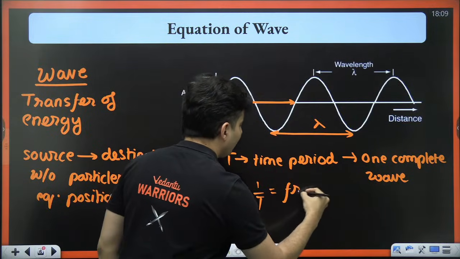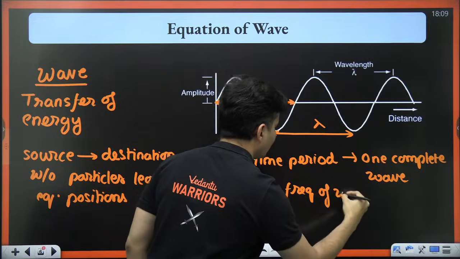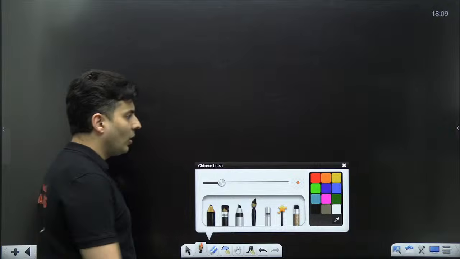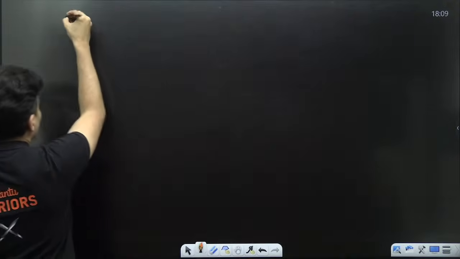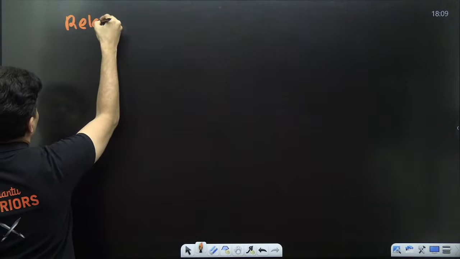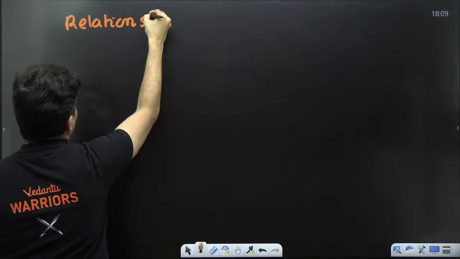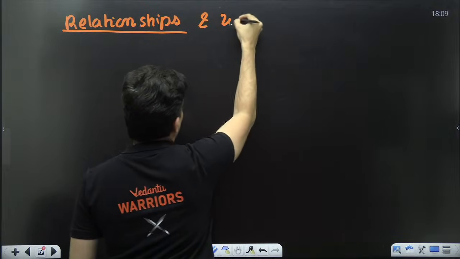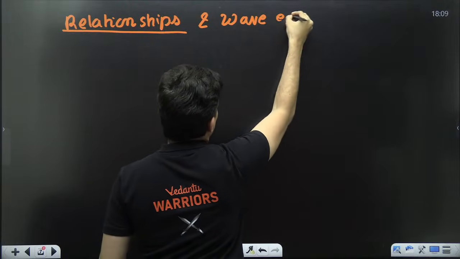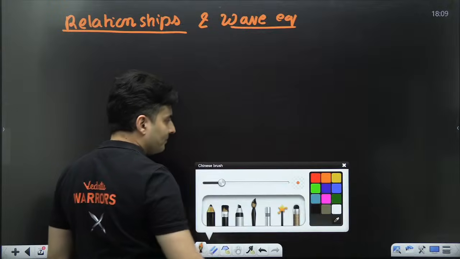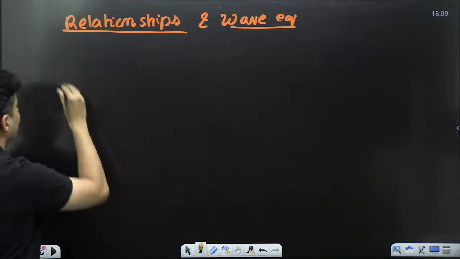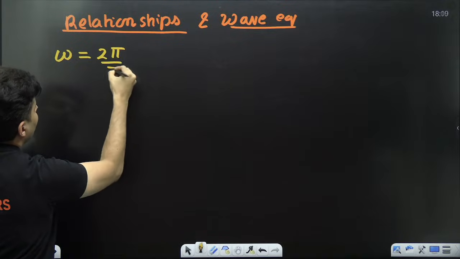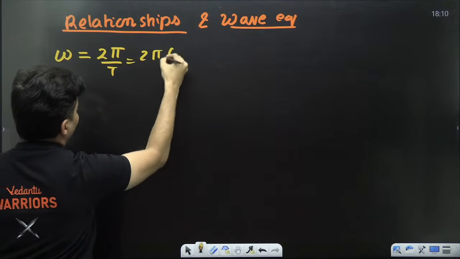is nothing but the frequency of that particular wave. The frequency, the wavelength, all of them are related to each other. So the relationships, the different relationships, and your wave equation. Let's come to that. The first one, understand, angular frequency, which is 2 pi by time period, which is also 2 pi f.